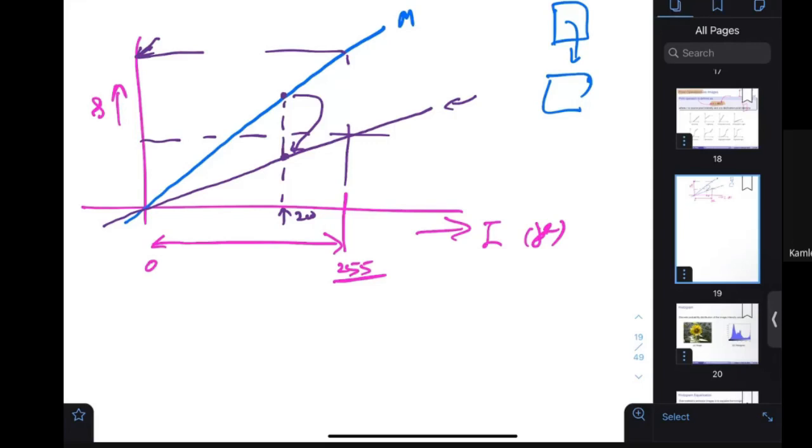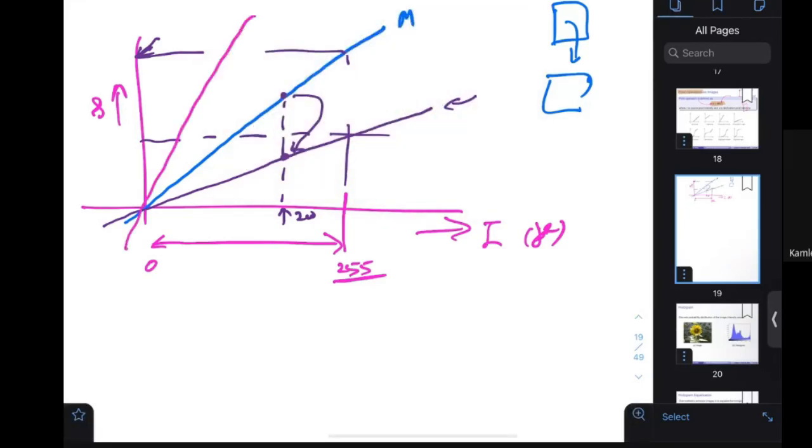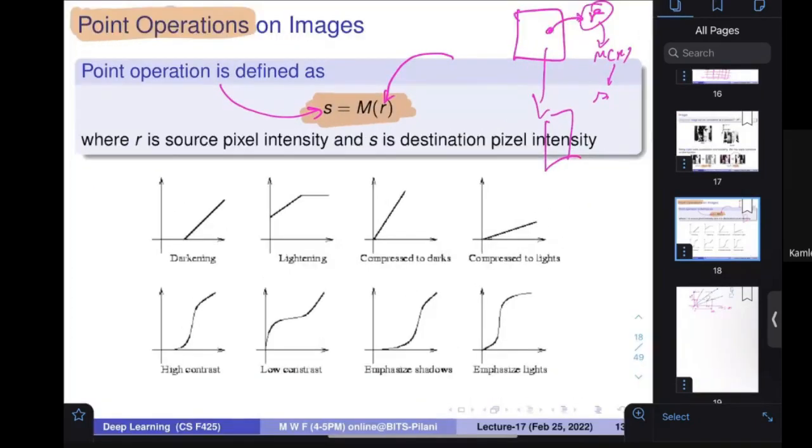Similarly, if I draw a line like this, this time what would happen? The value earlier was 50, but now instead of 50 it becomes 100. Now the things would be brighter. This is the simple concept that you can apply.